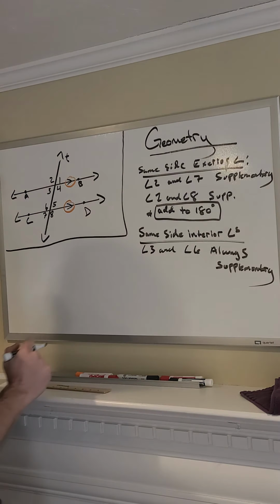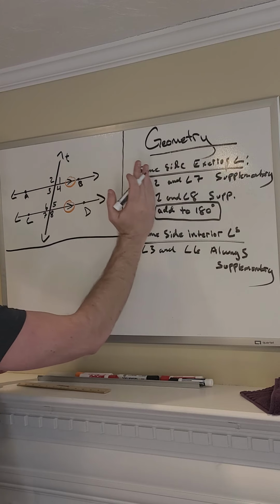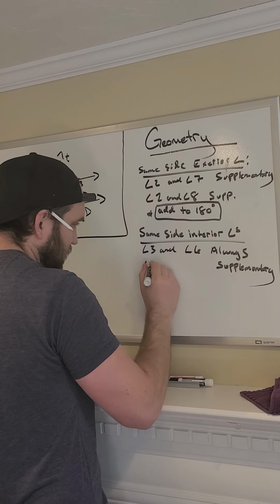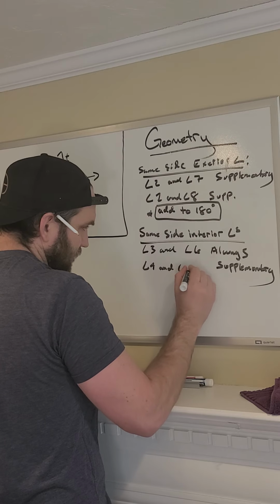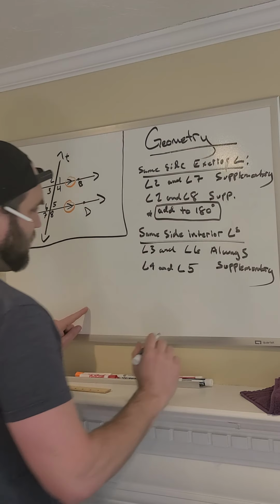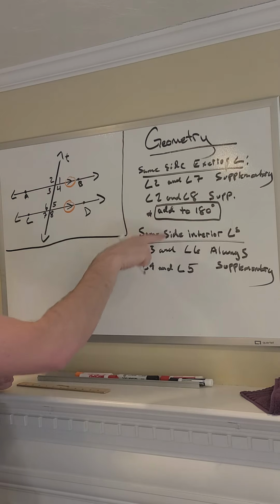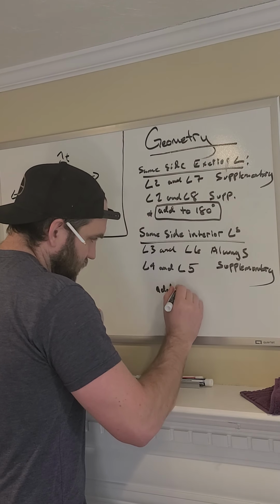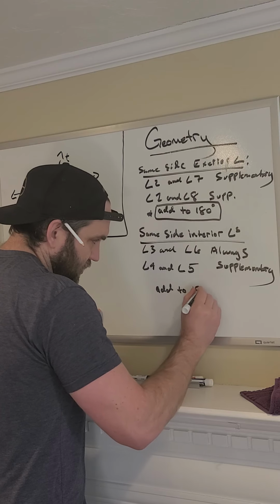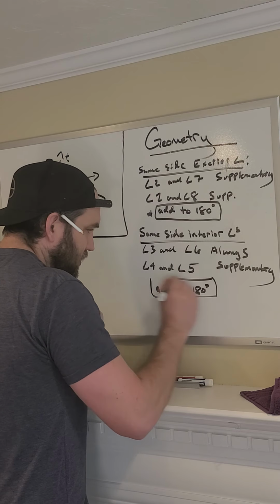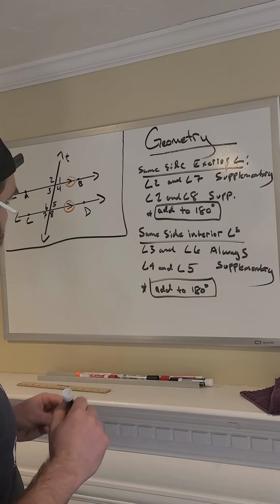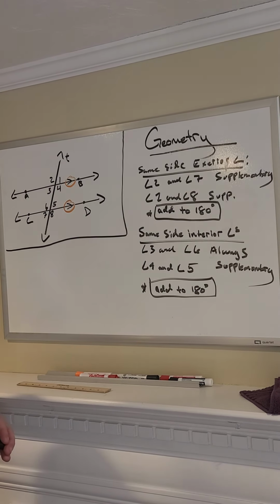Then we also have angles 4 and 5. Again, this is on the right side of my transversal and on the interior. So angle 4 and angle 5. And I'm just going to put this same thing here: add to 180 degrees. All right, those are my same side angles.